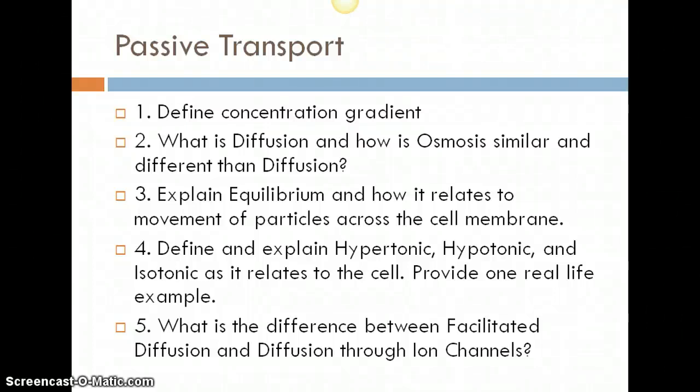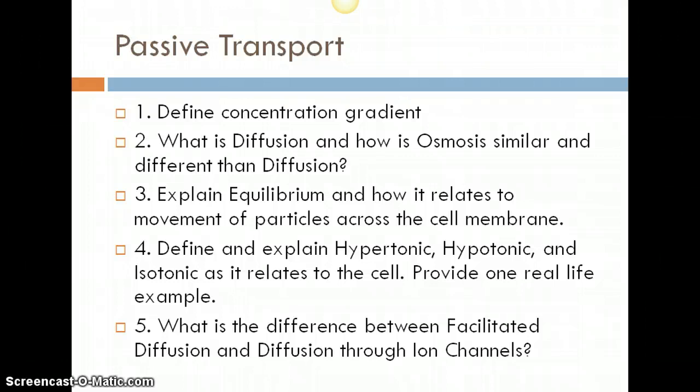Hi class, today we're going to be looking at passive transport in the cell membrane. And so we have 5 questions here you need to be able to answer. The first is define concentration gradient. Number 2, what is diffusion and how is osmosis similar and different than diffusion?